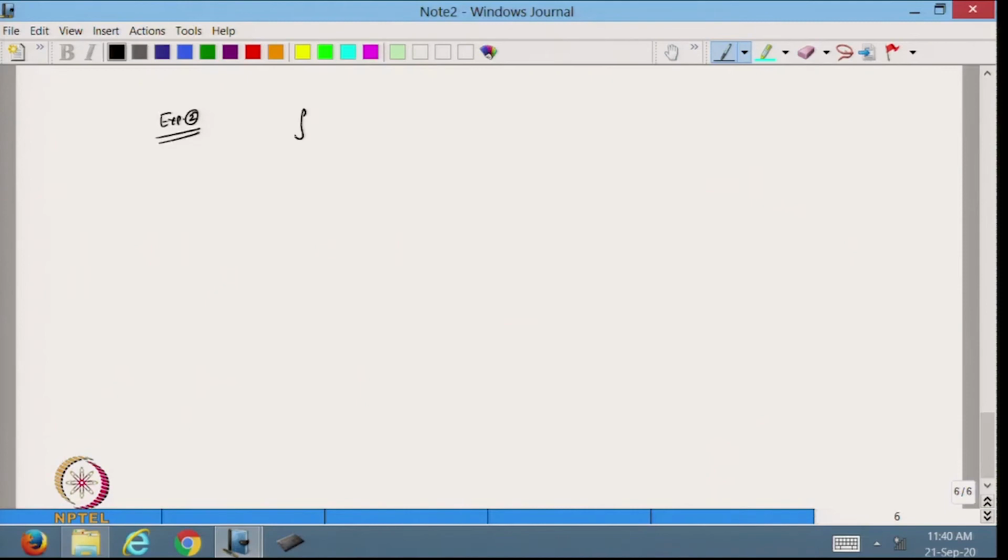I have the integration from minus 1 to 1 of f(x) dx. So, that is given to me as equal to, suppose, lambda 0 f 0 plus lambda 1 f 1 plus lambda 2 f 2. So, this is given to me. Now, from here this is my minus 1 and this is 1, and my function is defined like this, and I want to find this integration.